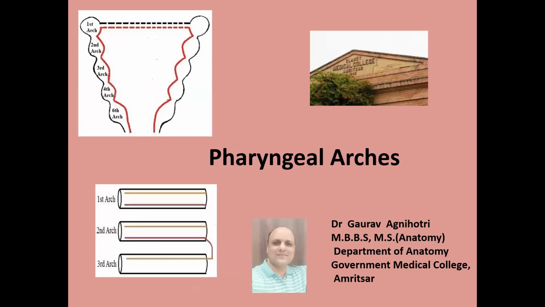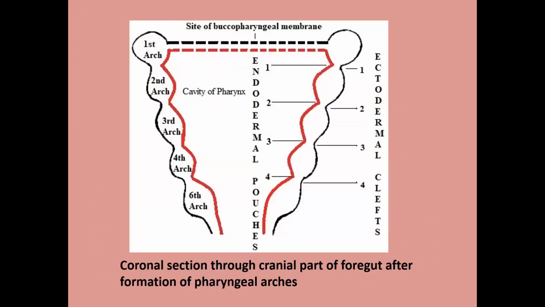So I'm Dr. Gaurav Agnihotri, and I'm going to start my topic, pharyngeal arches. So what are these pharyngeal arches? As I mentioned, they are mesodermal thickenings which appear in the lateral wall of the pharynx. They are covered on the outside by the ectoderm and on the inside by the endoderm.